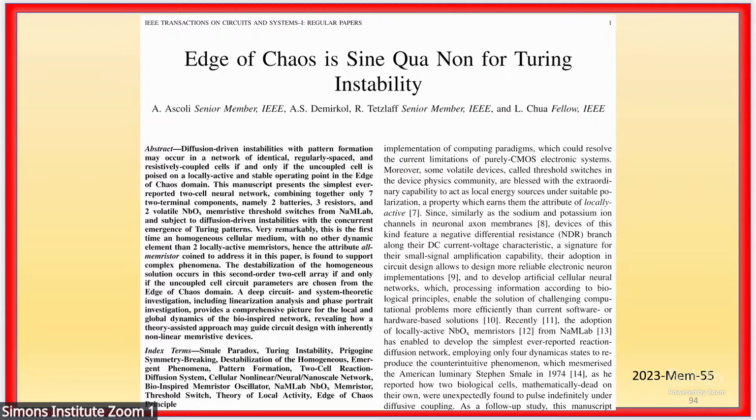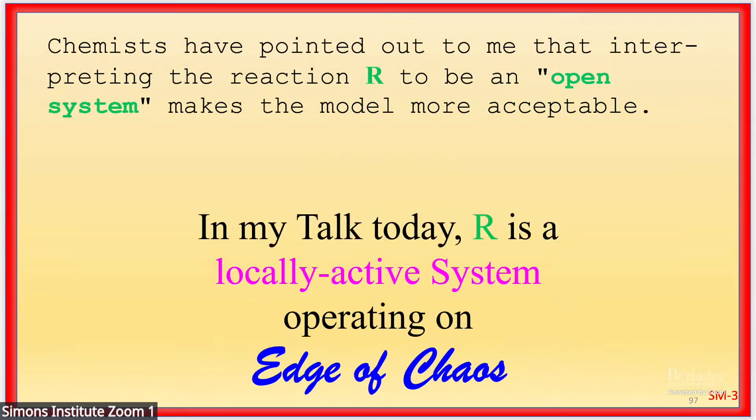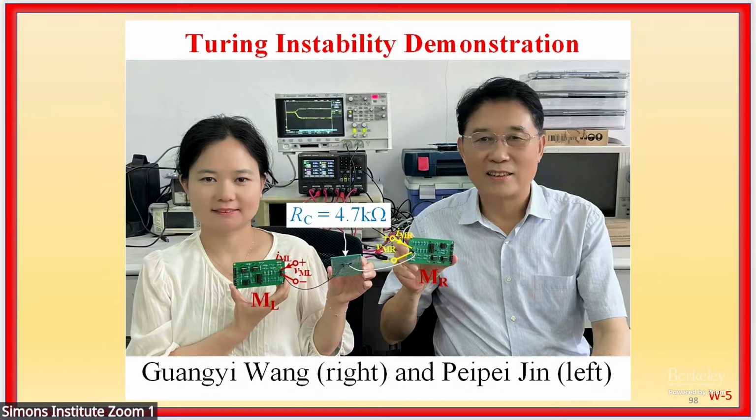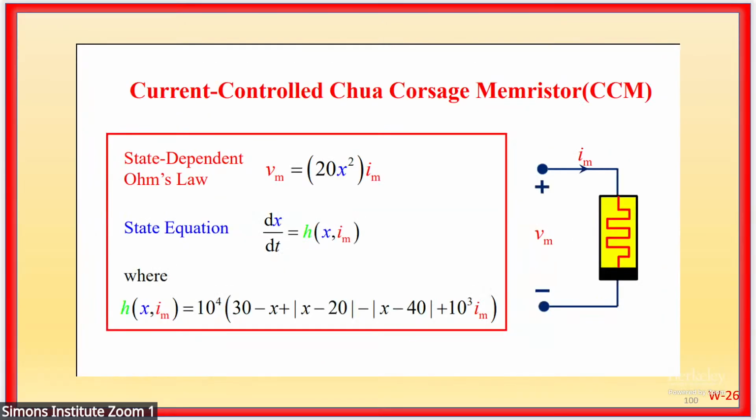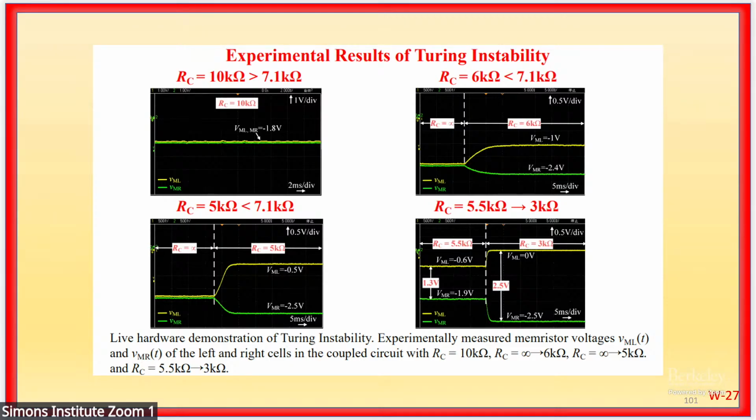So this paper says edge of chaos is sine qua non for Turing instability, and there's a circuit. Steve was asking for both experiment and theory. So this is the experiment, and the circuit there is used, and this is from Professor Wang and Jay Jin from Hangzhou University. This is the circuit with 2 memristors, and it produces exactly what Smale was asking for. This is the experimental result that proves Turing instability.